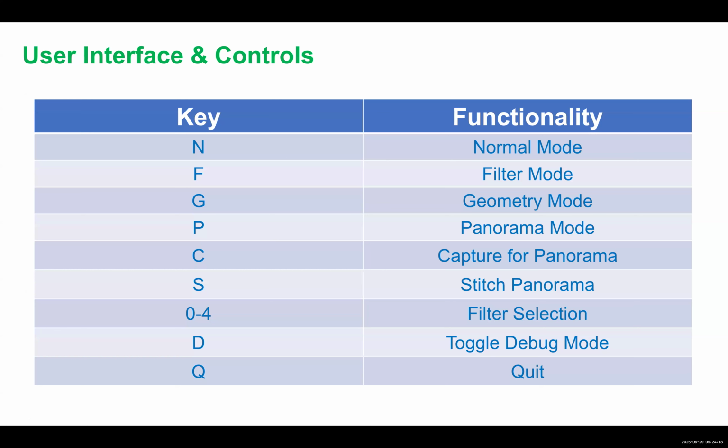I would like to show you the user interface and controls. The keys are: N for normal mode, F for filter mode, G for geometry mode, P for panorama mode, C to capture for panorama, S to stitch the panorama, 0 to 4 for filter selection, D to toggle debug mode, and Q to quit.